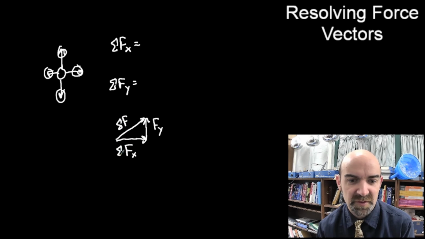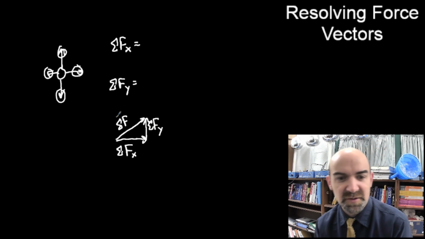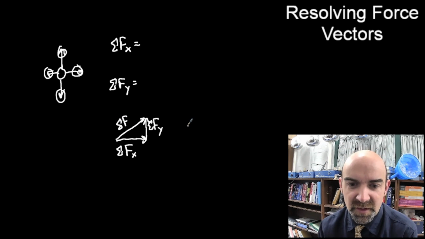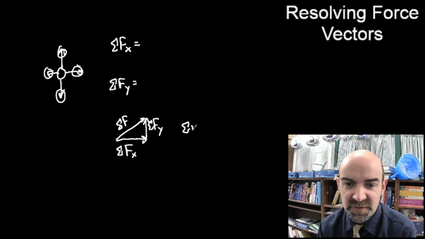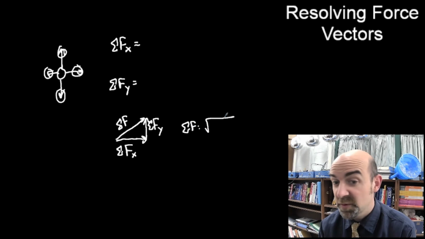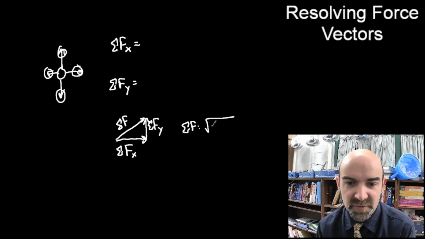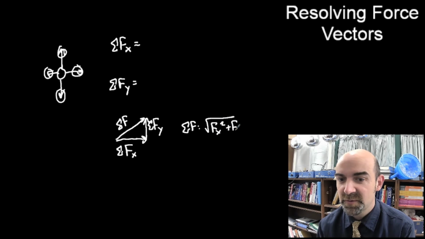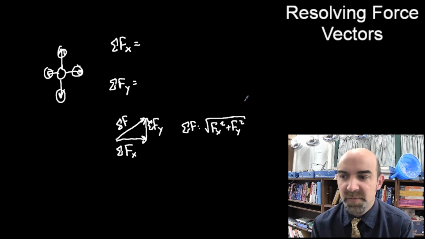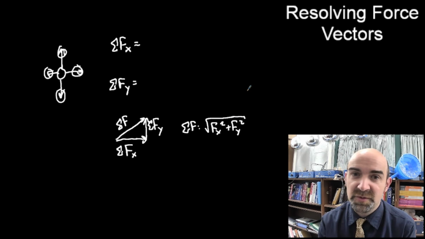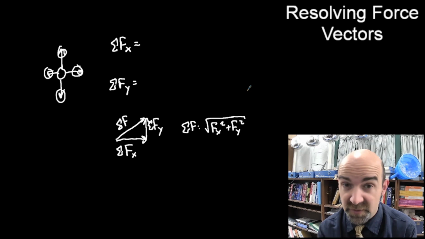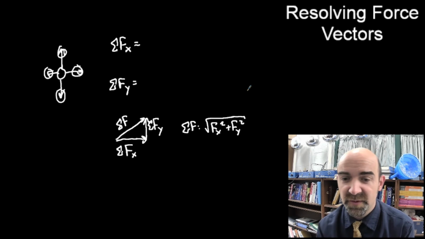And of course, these are all sums here. Don't want to leave out that little detail. So a little sigma means sum. And that sum of all the forces is the square root of F of x squared plus F of y squared. Okay. And if your instructor wants you to find the angle, you can go ahead and find the inverse tangent. If your instructor just wants you to find the force, find that force.